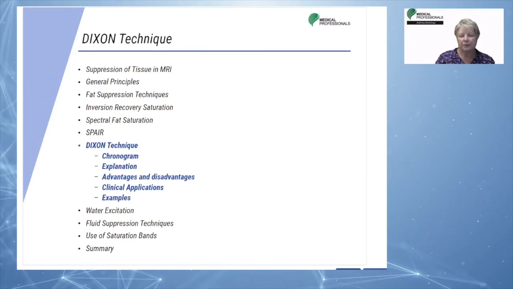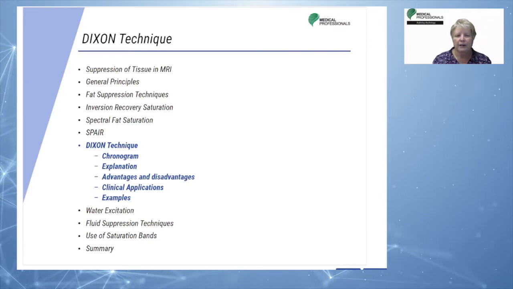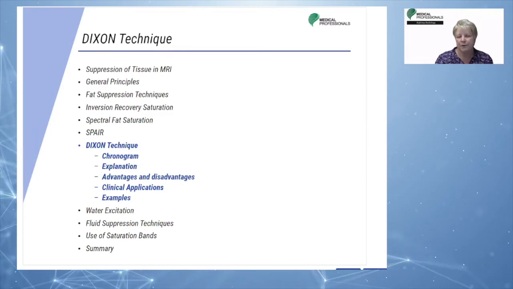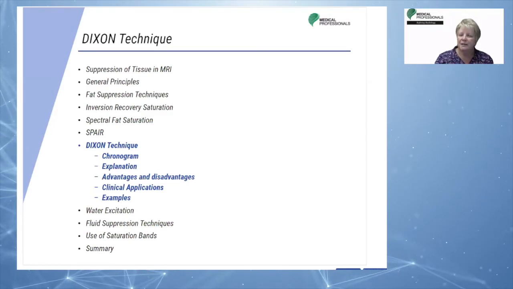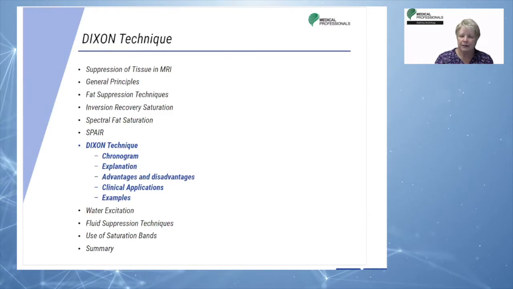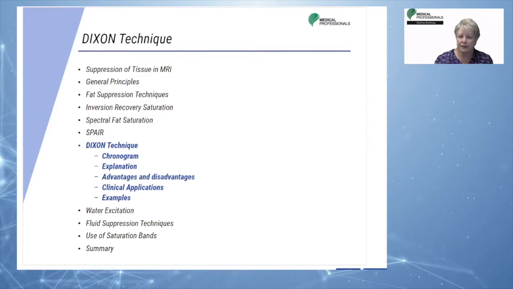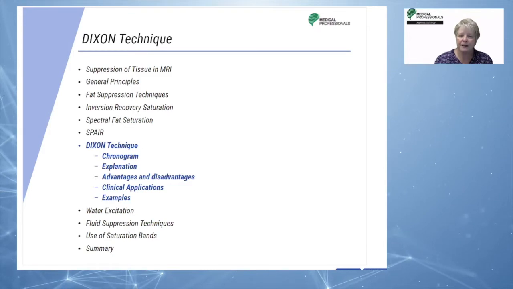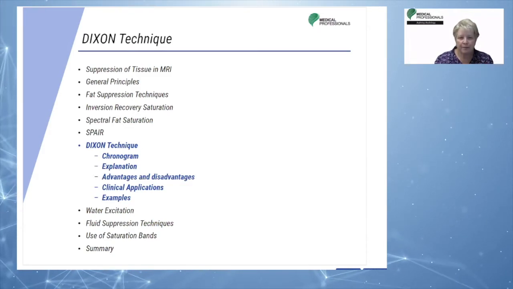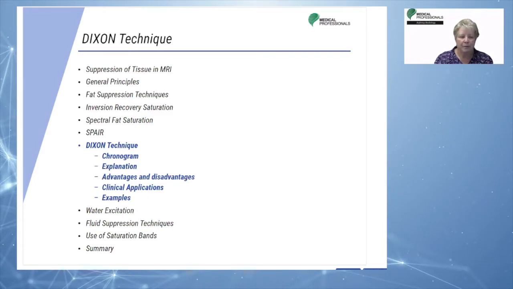Our next technique that we're going to talk about is the Dixon technique. The Dixon technique was created to deal with issues of non-uniform fat suppression. It is based on chemical shift. There are different ways to achieve this. The Dixon technique has several different, very distinct methods: the 2-point method, the 3-point method, and the 6-point method. Here, we're going to examine just the 2- and 3-point methods.